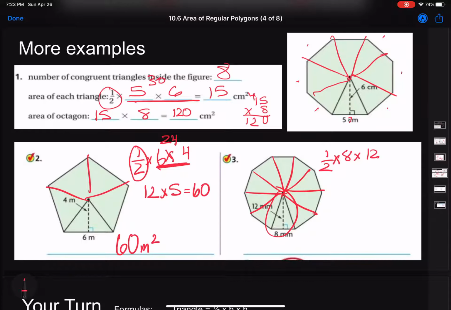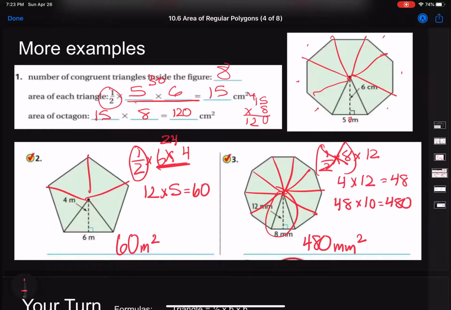Okay, so you could do 8 times 12 and then half it, or you could just simplify this, the 1/2 times 8. It just means you're halving 8. What's half of 8? 4. So then you're going to go 4 times 12, which is 48. And then remember, you have 10 triangles, so you're doing 48 times 10, and you're going to get 480. So it's 480 millimeters squared. Okay, we're actually almost through this lesson.